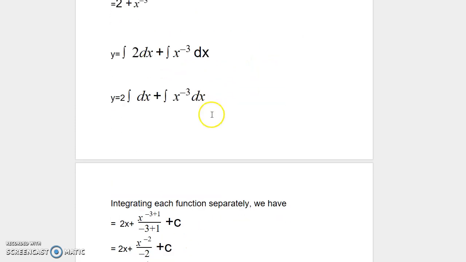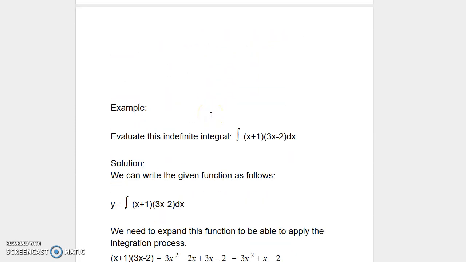So this is the way we want to be able to solve an algebraic function using indefinite integrals. Let's look at another example. Let's say we want to evaluate this indefinite integral of x plus 1 times 3x plus 2, times 3x minus 2, dx, like that.